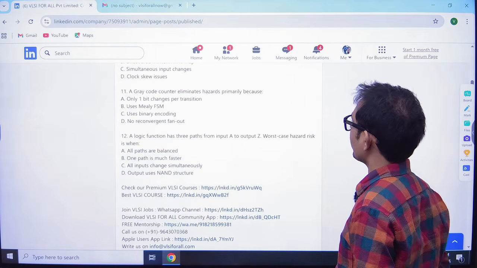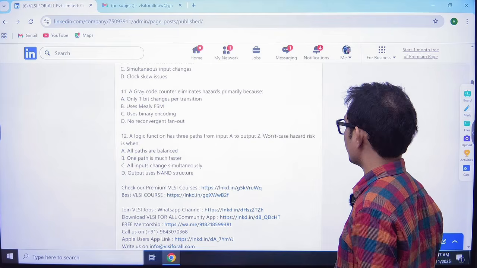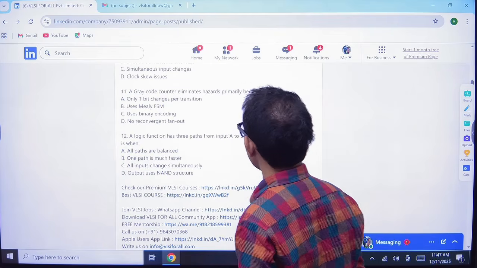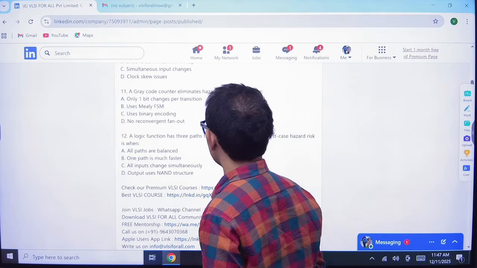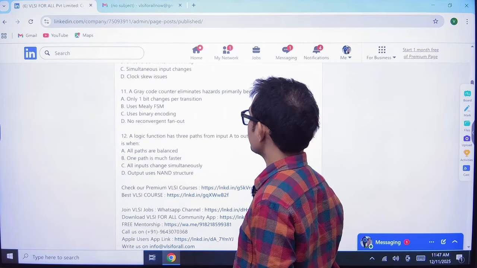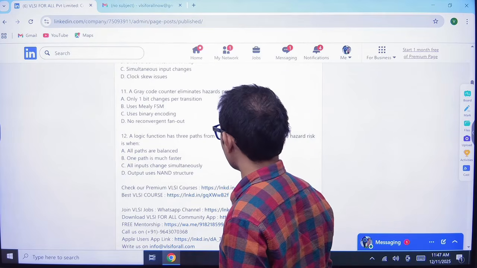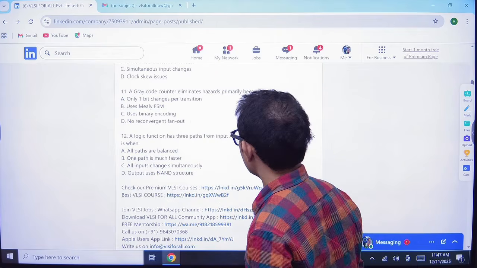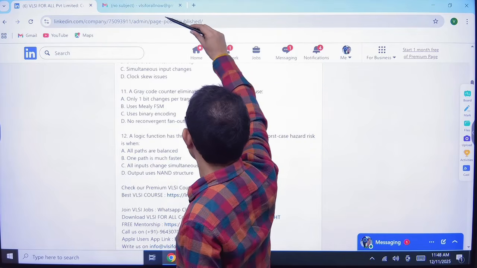A Gray code counter eliminates hazards primarily because only one bit changes at a time. Uses Mealy FSM, uses binary encoding, no recurrence. So the answer is A, I guess.